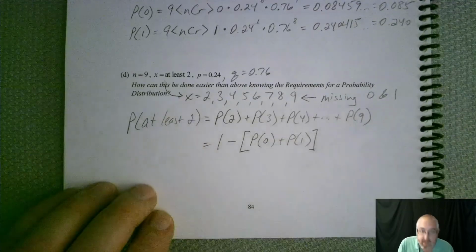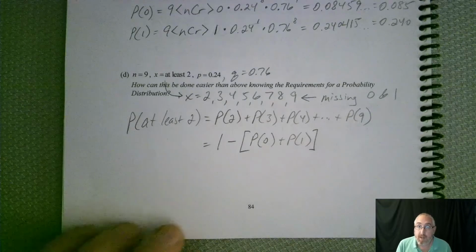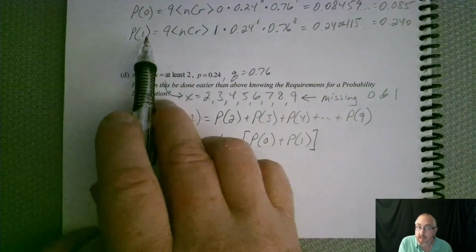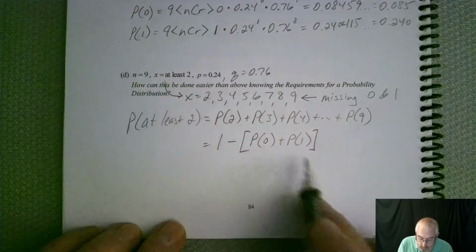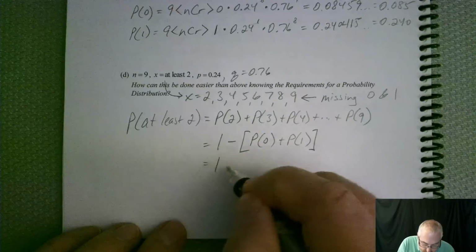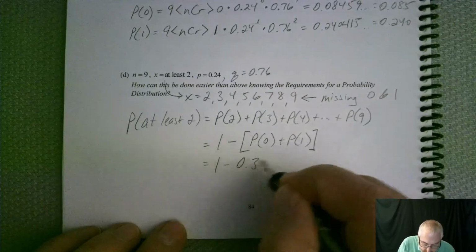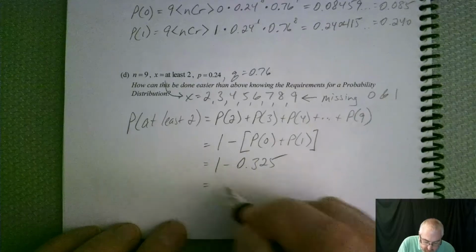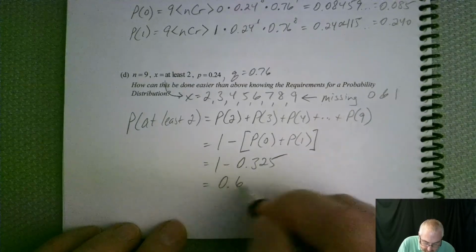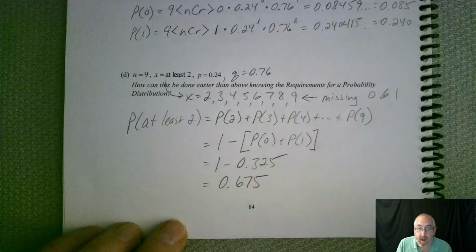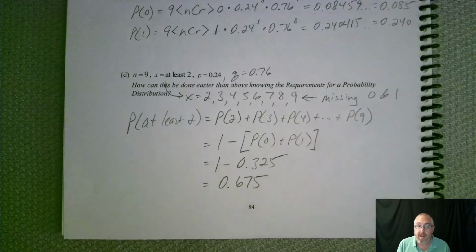So that is going to be a lot faster for us because we already know what the answer is from up here. We already know what these 2 probabilities add up to. They add up to 0.325. So if I subtract it from 1, I get 0.675. So that is the answer for this one.